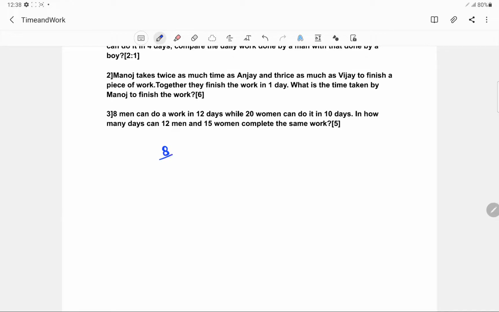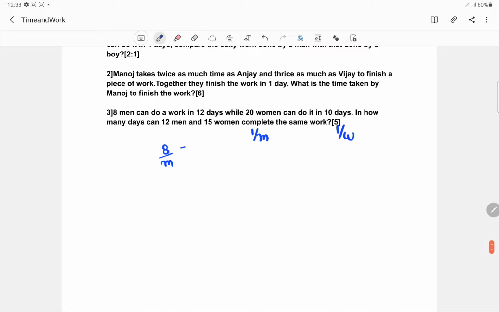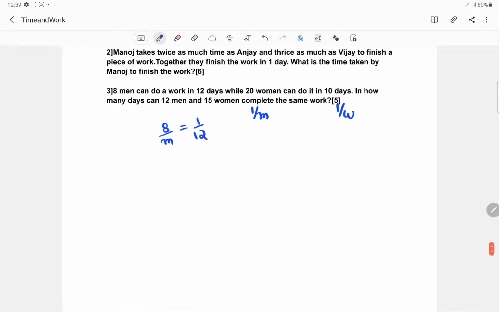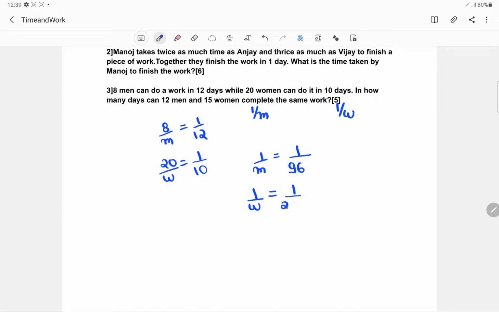So 8 men, let's say single men, 1 day work of a man is 1 by m, 1 day work of a woman is 1 by w. So 8 men, 1 day work would be 8 upon m, and that is nothing but 1 by 12. And 20 women, 1 day work is nothing but 1 by 10. So 1 m would be 1 by 96. 1 day work of a woman would be 1 by 200.